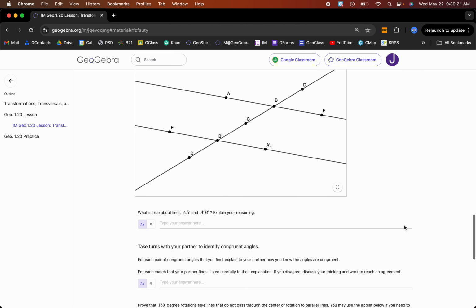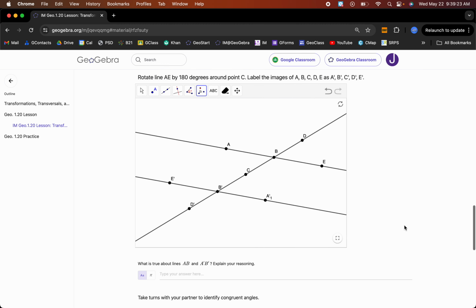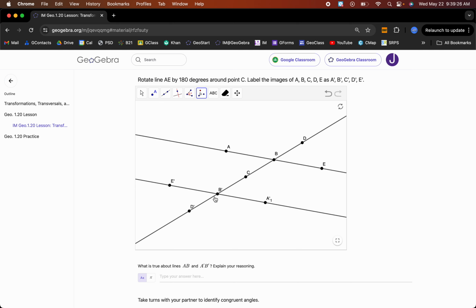Okay. Take turns with your partner identifying congruent angles. Once again, any angles that are vertical. EBD and CBA, so these two angles, this one here and this one here, are vertical angles, so they have to be the same. We could do alternate interior angles, like this angle here and this angle here. So CBE, this angle right here, and CB prime E prime, that would be another angle over there.